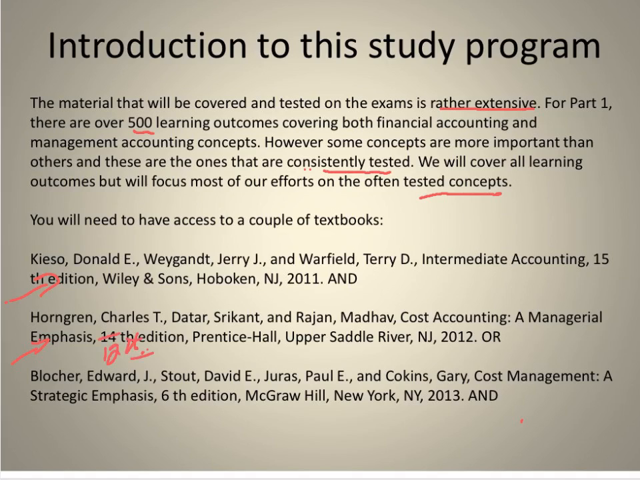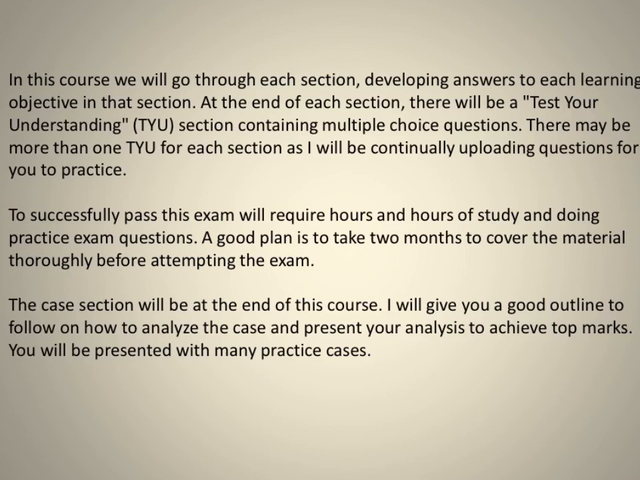Prentice Hall. The IMA is suggesting the 14th edition. But again, if you have a business degree, you probably have taken some cost accounting. You probably have a Horngren textbook available. If you're going to become a CMA, you should have both these textbooks as reference anyway. You can go to the library and borrow them if you have to, but have them available because this is a study program. I'm not going to teach you these concepts. I'm basically going to test you on these concepts.